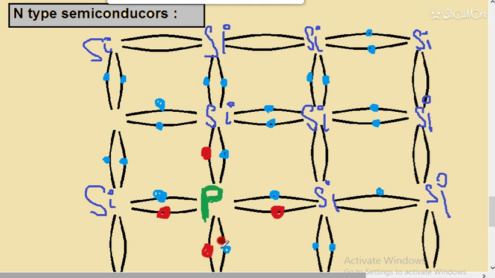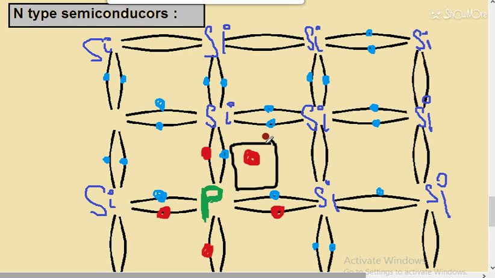Okay, this is the electron of silicon. So now you can see here, this is electron number 1, this is 2, this is 3, and this is 4. So here 4 electrons of phosphorus are drawn. So 1 electron is remaining. So let's suppose this is the 5th electron of phosphorus. Now this electron is free. This electron is free to move.